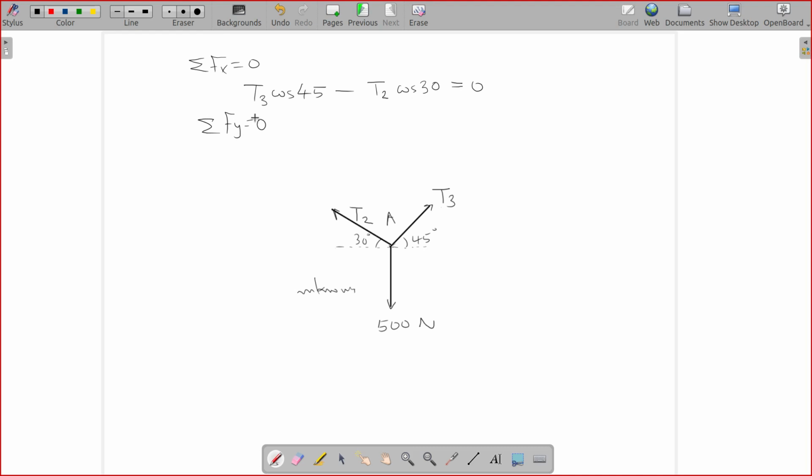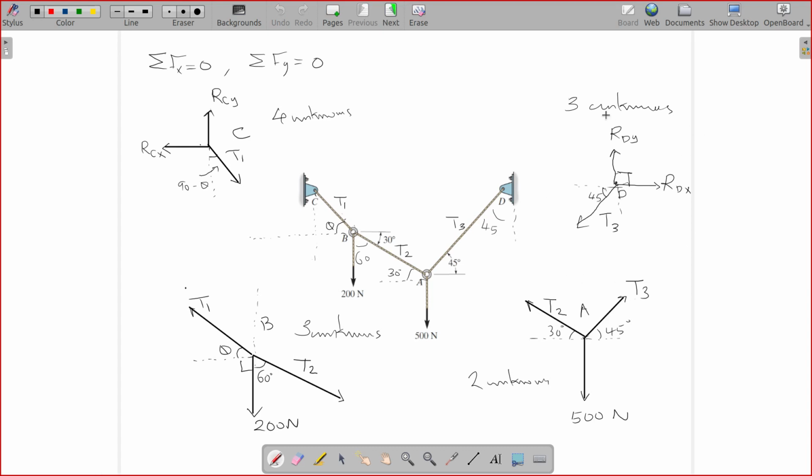Similarly, the net force in y direction should be 0. So T3 sin 45 upwards positive, T2 sin 30 upwards positive, 500 downwards negative, sum should be 0. From these two equations you can calculate T2 and T3. So once you have T2 and T3, then you can solve this system or this system.